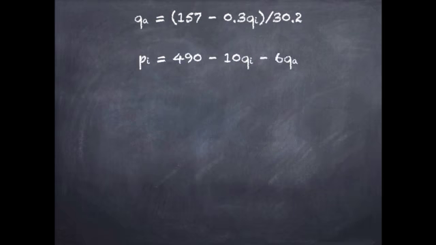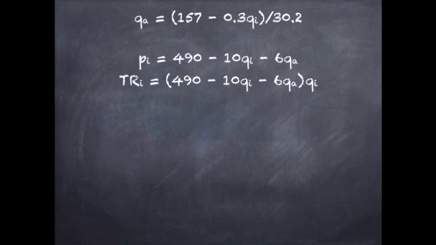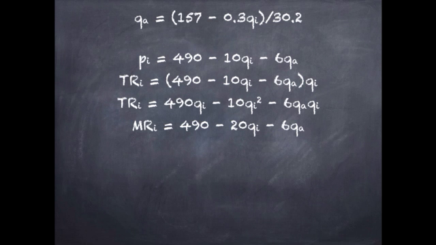We'll go through the same process for Intel. Here's Intel's inverse demand function. We want to calculate total revenue, so we multiply by QI, because total revenue is price times quantity. If we multiply this price by QI all the way through, the total revenue of Intel is equal to 490 QI minus 10 QI squared minus 6 QA QI. Again, taking the first derivative will yield marginal revenue, and marginal revenue of Intel is equal to 490 minus 20 QI minus 6 QA.